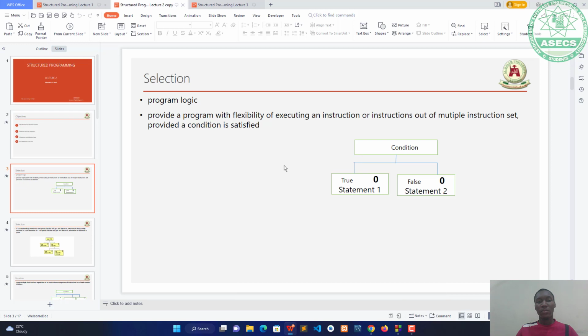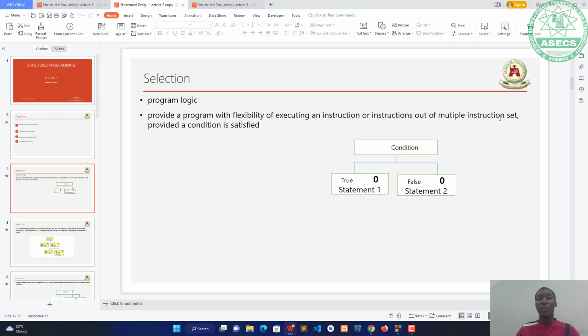But now we are talking about the notation for selection, which is this. Program logic provides a program with the flexibility of executing one instruction out of multiple instruction sets. It provides a condition, and if it is satisfied, that is, if it is true, then it is executed.